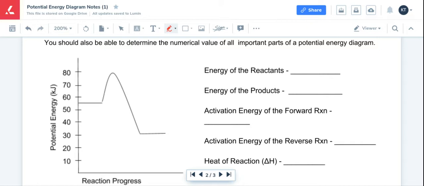So what we have here is another potential energy diagram, and you can tell that it is exothermic because the energy of the products is less than the energy of the reactants, meaning that overall energy is released. And we are going to identify the points to the right. So the first one is asking for the energy of the reactants. And so we start with the reactants. So that's the leftmost energy here, which is going to be 55 kilojoules.